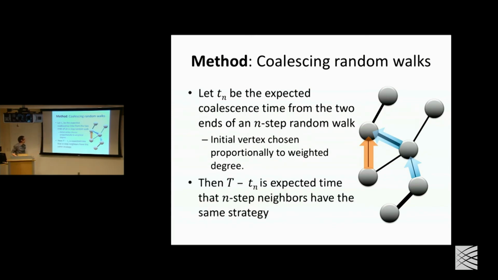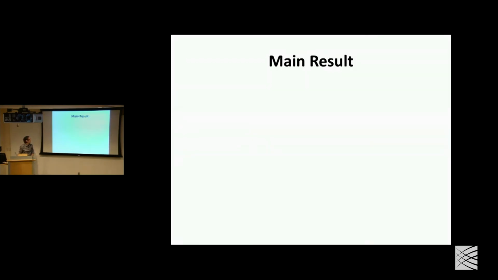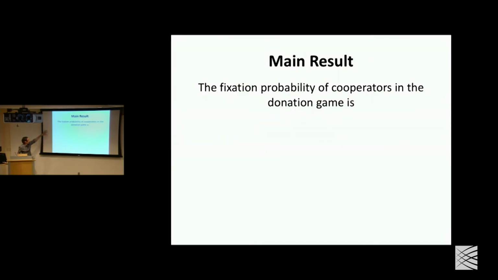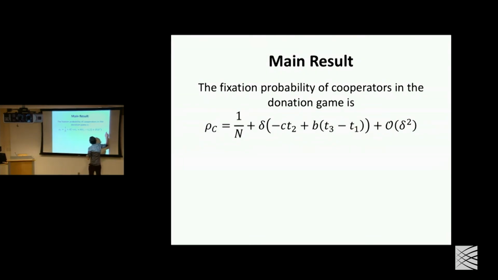Relating to our previous results, T minus Tn, where T is the expected time to absorption, we'll call the expected time that n-step neighbors have the same strategy. All right, so those were the methods. Our main result, combining that martingale perturbation formula with the coalescent theory, is this result. This is for the donation game, the version where cooperators pay cost c to give benefit b. You can see this is the same formula as before, but now we've computed this middle term. That d prime term comes out to minus c times t2 plus b times (t3 minus t1), where again these t's are coalescence times from n-step random walk neighbors.